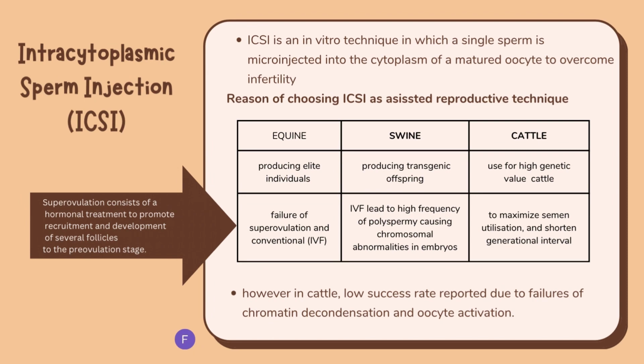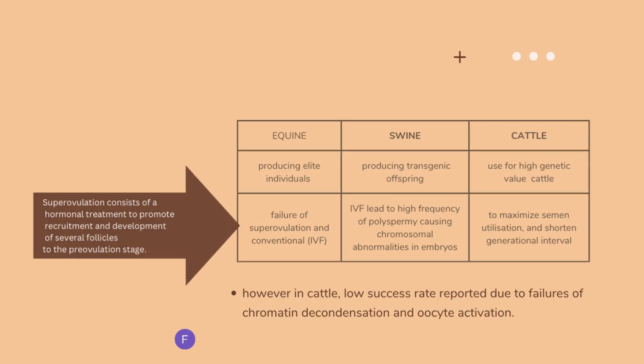For equine, ICSI is used to reproduce elite individuals. Failure of superovulation and conventional IVF have been the main reason for the use of this technology in horses. For swine, ICSI has been successfully used to produce transgenic animals. In pigs, IVF leads to a high frequency of polyspermy, causing chromosomal abnormalities in embryos. For cattle, ICSI is used for high genetic value cattle to maximize semen utilization and shorten the generational interval. However, in cattle, a low success rate is reported due to failures of chromatin decondensation and oocyte activation.